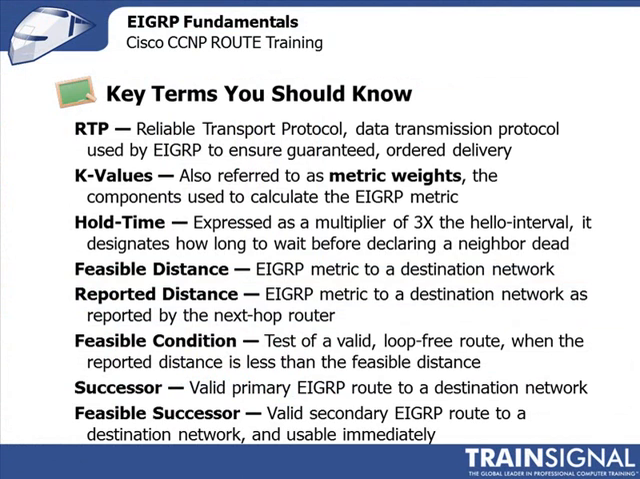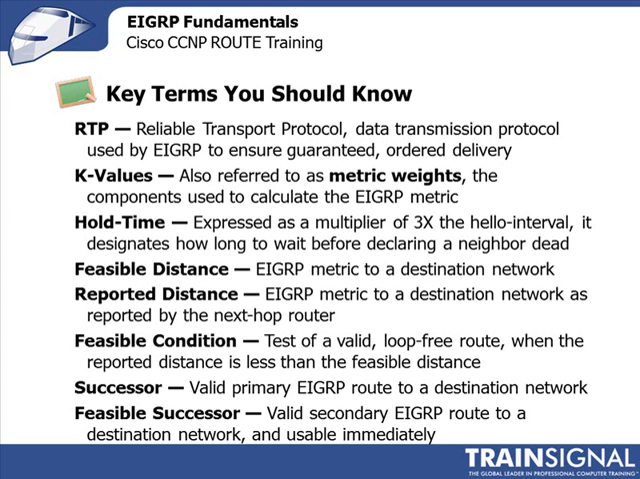So just some key terms. RTP is Reliable Transport Protocol. This is the data transmission protocol that EIGRP uses to guarantee ordered delivery. K-values, which are also called metric weights. This is the different components that are used to calculate metrics in EIGRP. The hold time, again, this is expressed as a multiplier of 3 times the hello interval. It says how long the neighbor should wait before it considers that particular neighbor dead.